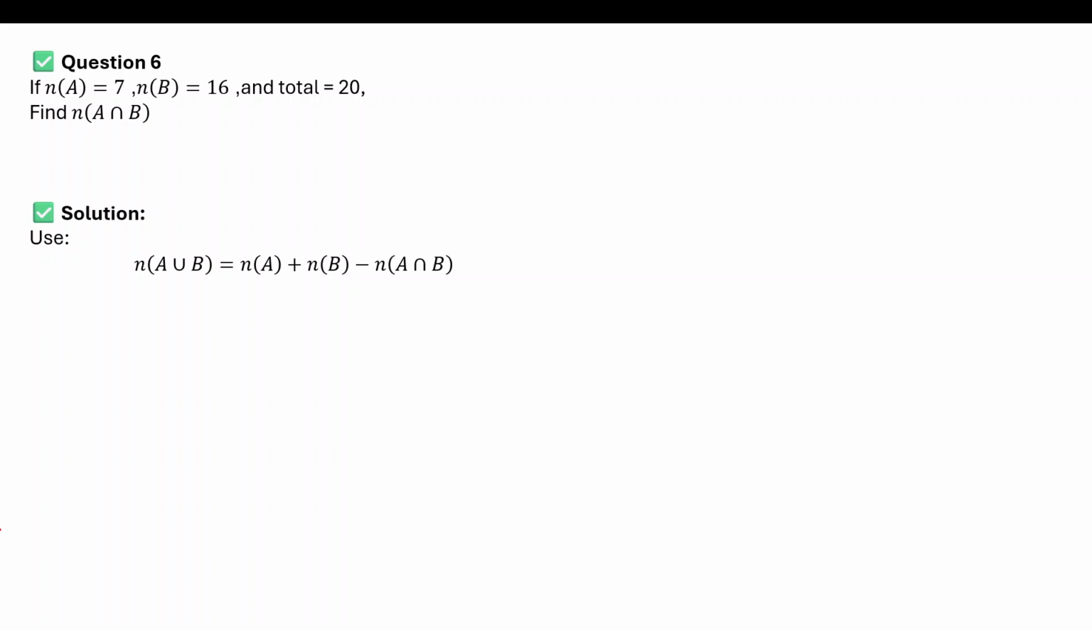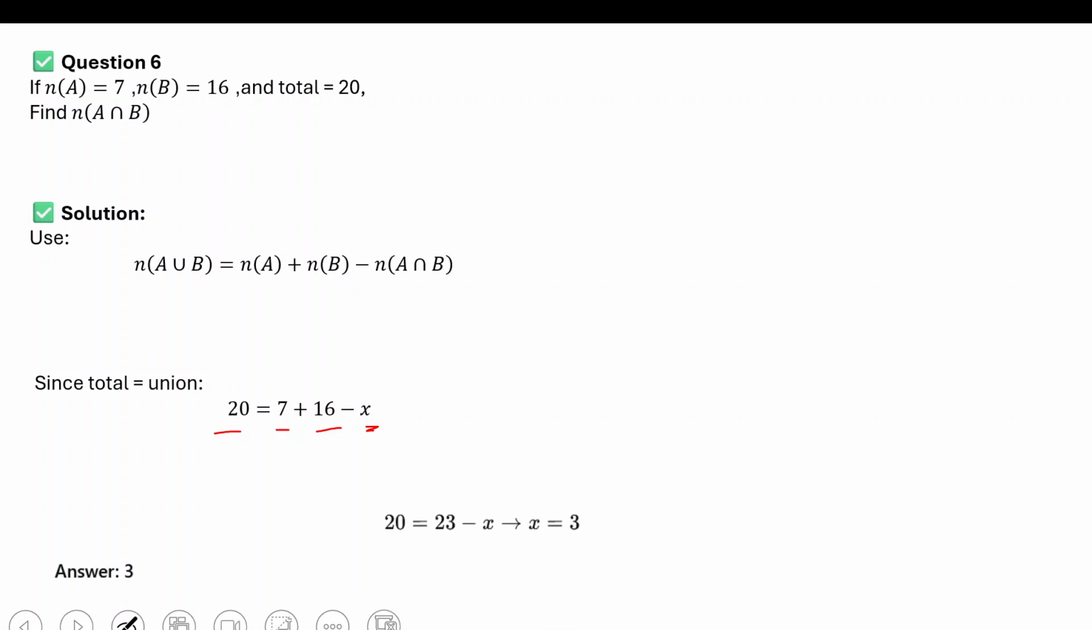Okay, so we have the question. The total is 20. The number of A is 7. Then the number of B is 16, and the number of A intersect B, let's call it X. So once we have gone to this point, every other thing is an equation. So X will be giving us 3.